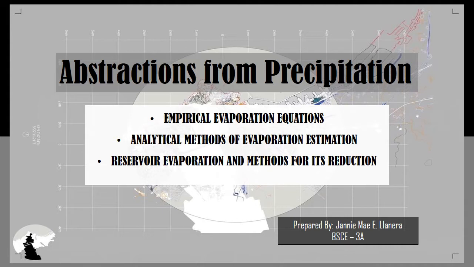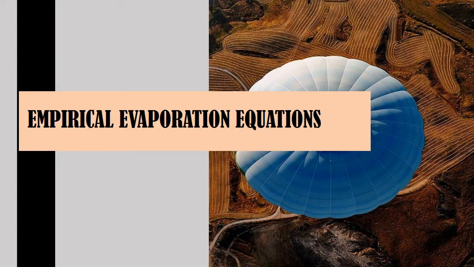So the previous subtopics under abstraction from precipitation were about the evaporation process and evaporimeters. And now we're going to tackle the next subtopics, which are the empirical evaporation equations, analytical methods of evaporation estimation, and reservoir evaporation and methods for its reduction. First, we're going to discuss empirical evaporation equations.